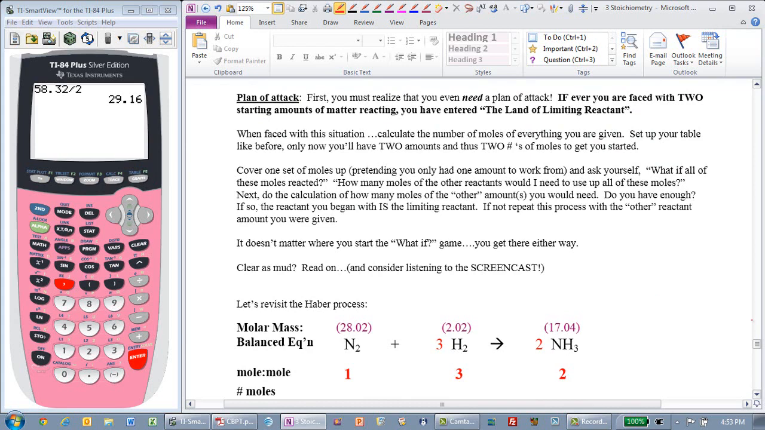All right, so plan of attack. You've got to first realize you even need a plan of attack if you're going to do limiting reactant. And the way you know is that if you're ever faced with two starting amounts, the chances of you just randomly picking 2 starting amounts that are exactly matched for each other in a recipe are pretty slim. And that is the same scenario with the chemistry as well. So when you're faced with this situation, you calculate the moles of 2 things to get started.